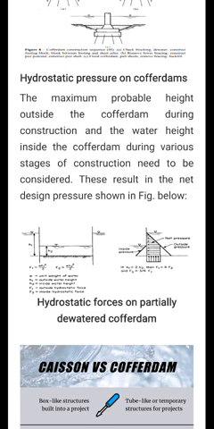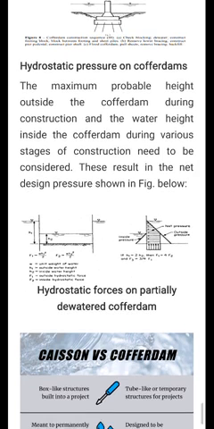As you know, on both sides there may be water, so hydrostatic pressure could be created on both sides. So there is net pressure from the outside and net pressure from the inside also, and there will be a triangular pressure distribution.